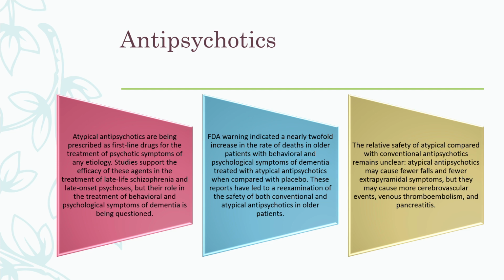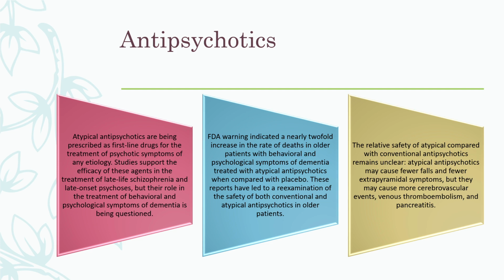But that's where the whole however part about not really completely understanding, okay, with dementia, are still being questioned in use, because there is that warning there that makes it a little bit more difficult, okay? So you see that blue box basically is just saying, again, FDA warned a nearly twofold increase in the rates of death in patients with behavioral and psychological symptoms of dementia when treated with atypicals when compared to a placebo, okay? And again, both conventional and atypical antipsychotics.